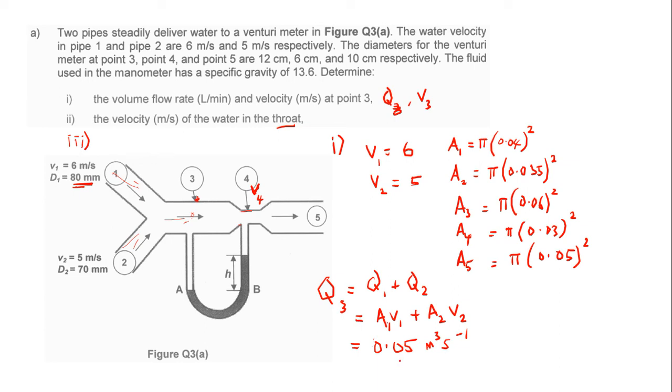Yes, it's right, but it's not perfectly right. Why? They want the volume flow rate in the question. Yes, that's why I asked you. If they ask you to find it in liter per minute, then you need to change this to liter per minute. So how do you do this?